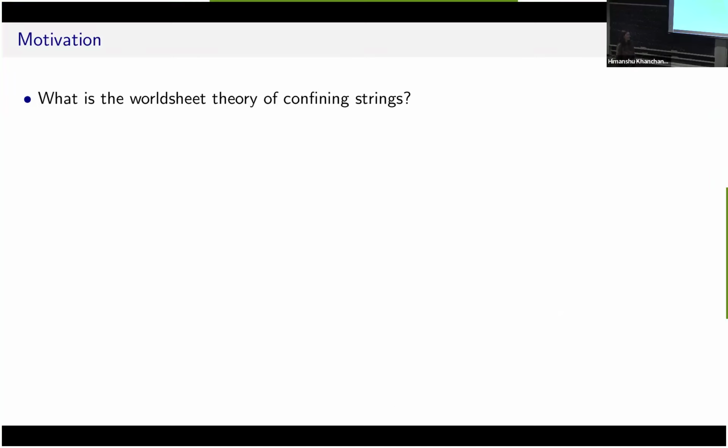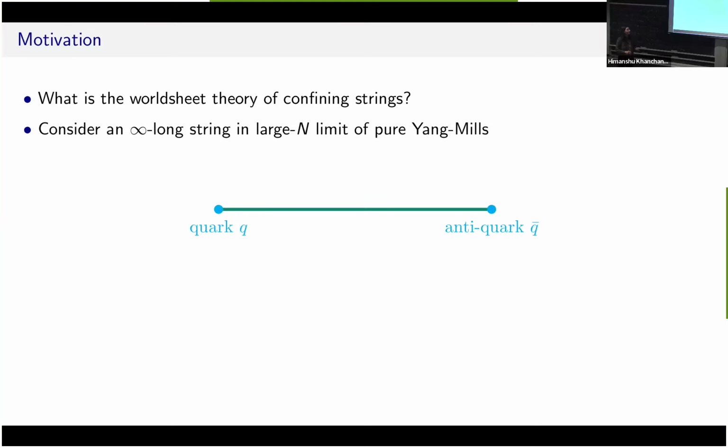And the motivation comes from the big success of the last 10 to 15 years to try to understand the worldsheet theory of confining strings. So there have been a lot of developments, and in particular for the simplified question of considering an infinitely long string in the large N limit of Yang-Mills theory. So you can think of it as we were seeing this morning in the talk by Gabriele, having a quark and an antiquark pair and a very long string stretching between the two.